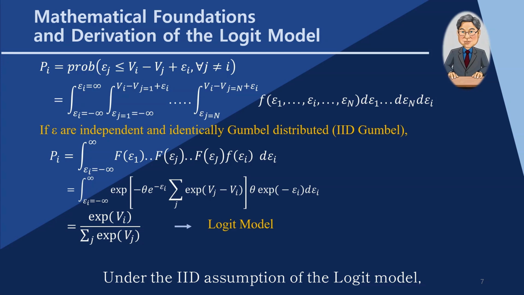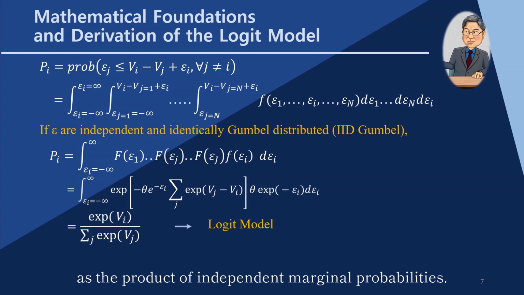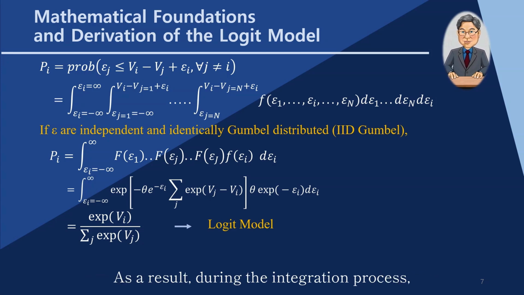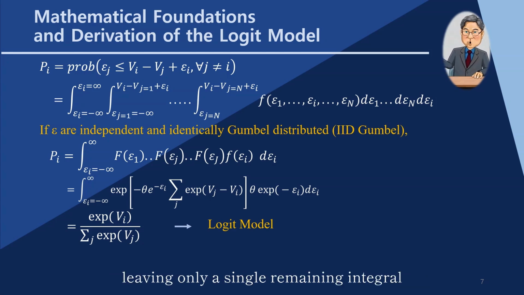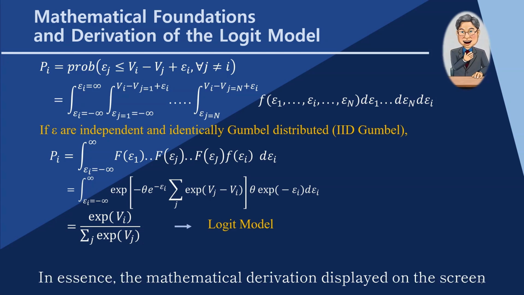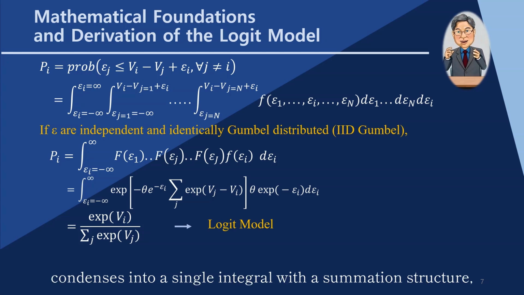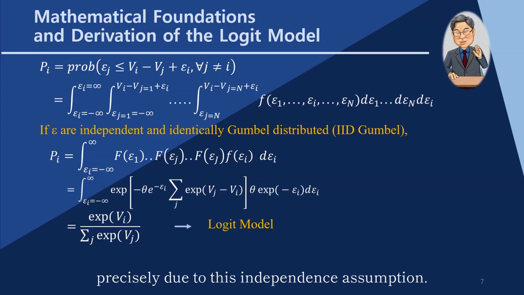Under the IID assumption of the Logit model, the joint probability density function of the error terms can be expressed simply as the product of independent marginal probabilities. As a result, during the integration process, the cumulative distribution function simplifies into an additive structure, leaving only a single remaining integral with respect to alternative I. In essence, the mathematical derivation displayed on the screen illustrates how a complex multidimensional integral condenses into a single integral with a summation structure, precisely due to this independence assumption.